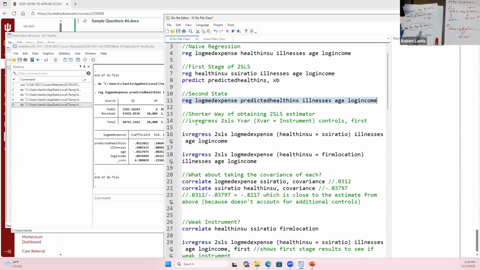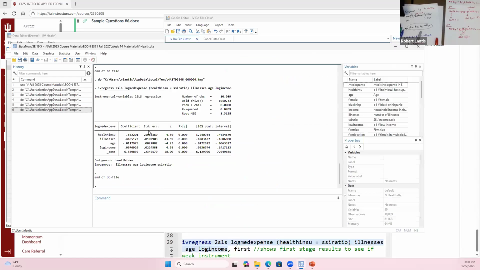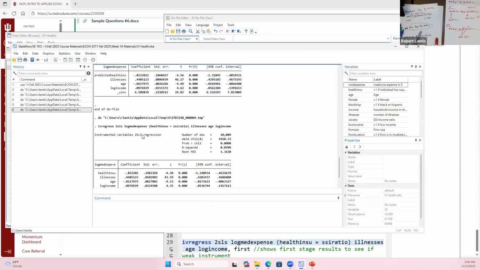So the syntax of what we're going to use, I tried to write it in general here. We'll take whatever our Y variable was, that was medical expenses for us. Then our X variable, which was health insurance, our instrument, which was social security income ratio, and then all of our additional controls, okay? If I run this regression, it will only give me the final second stage results. So if I run this, hopefully I get the exact same thing I see here. So sure enough, I'm getting the exact same kind of values here.